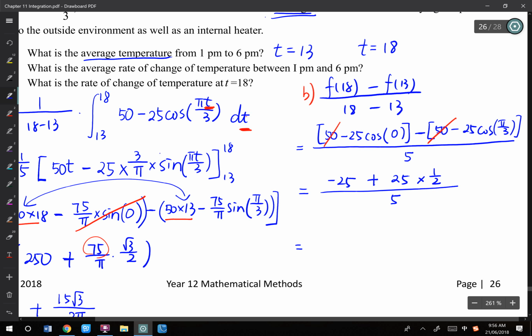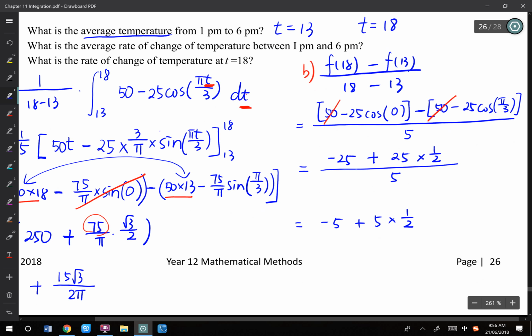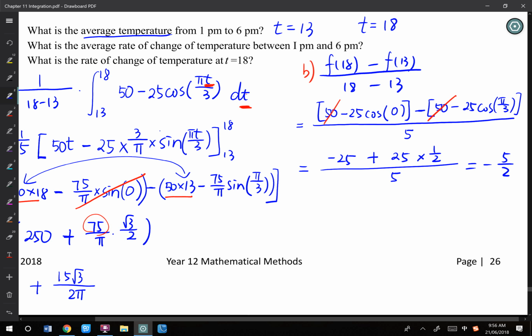So we can divide by 5, both top and bottom, so it's minus 5 plus 5 times a half. Should have minus 5. I don't have space. You can do the calculations. That's minus 5 over 2. So negative 25 plus 25 over 2 gives you negative 25 over 2. Negative 25 over 2 divided by 5 is negative 5 over 2.